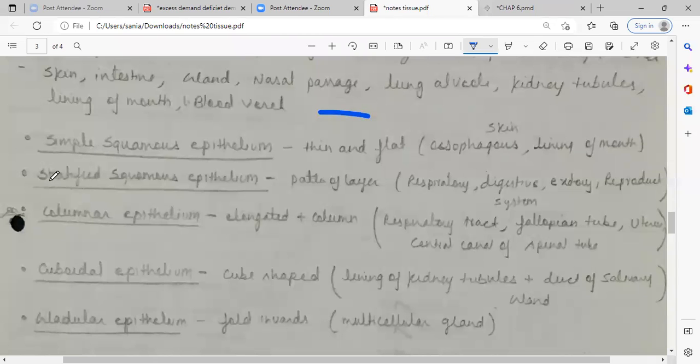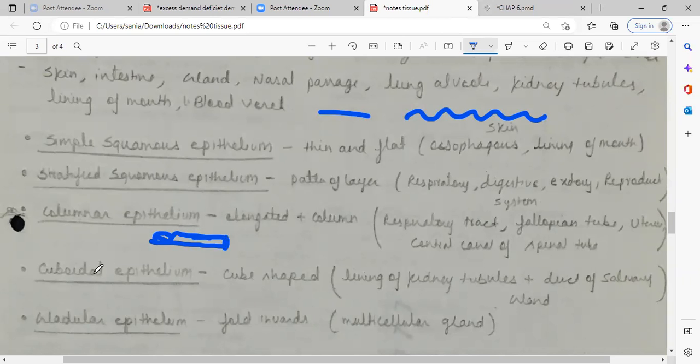Then stratified is the pattern of layers. For example, this is a layer, so like this. It is present in the respiratory system, digestive system, excretory system, and reproductive system. Clear? Then columnar epithelium. They are elongated, meaning they are long, like a column, like this. They are present in the respiratory tract, fallopian tube, uterus, and central canal of the spinal cord.